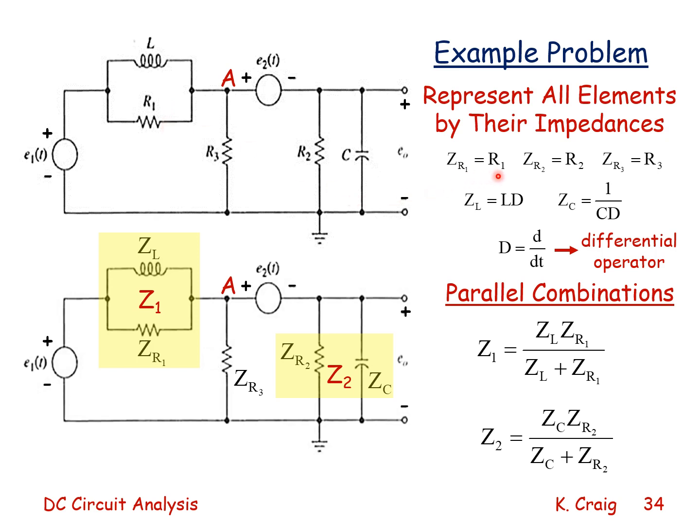The impedance of a resistor is R, so the impedance of R1 is R1. The impedance of R2 is R2. The impedance of R3 is R3. We will learn that the impedance of the inductor is simply the inductance times D, which is a differential operator, which we just treat algebraically. The impedance of a capacitor is 1 over CD, again, where D is the differential operator, which we just treat using algebra.